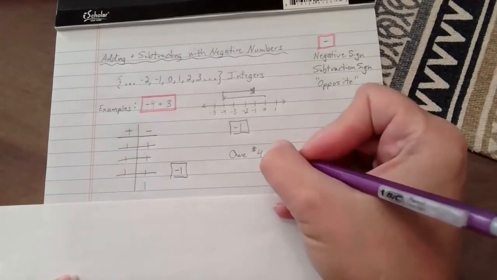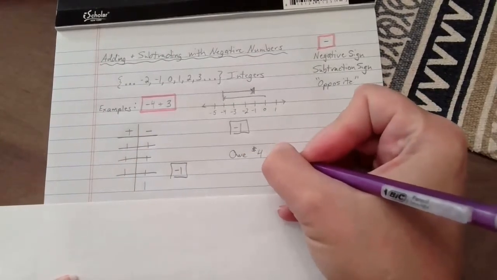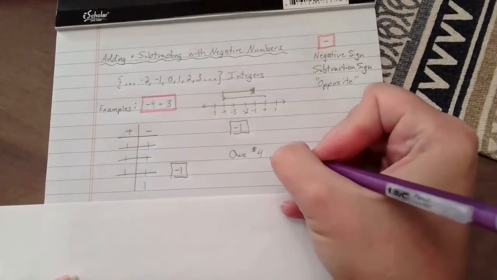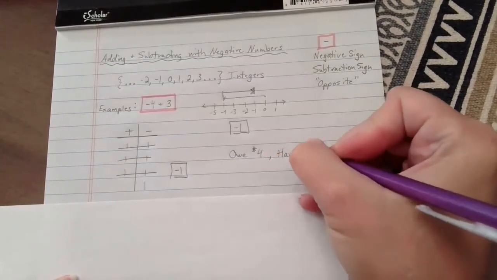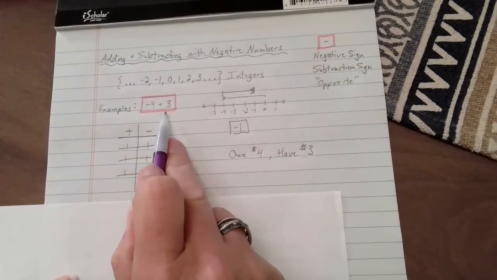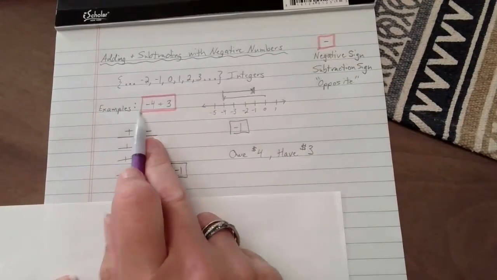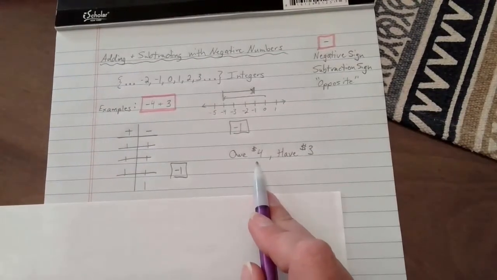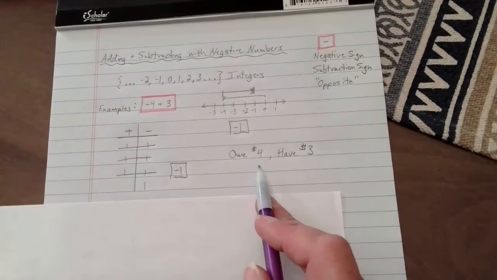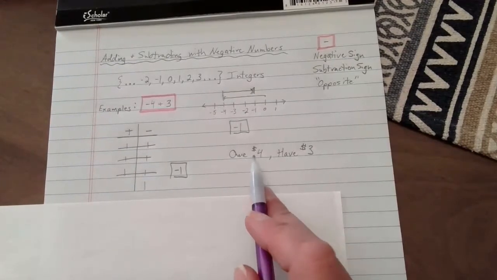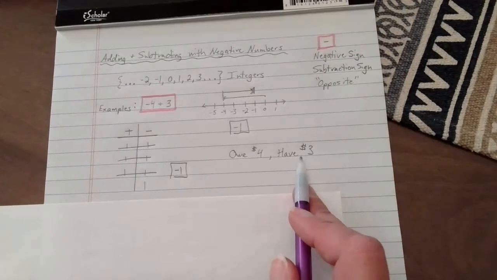But this says that I have, let's do it this way, I have $3. Positive is money I have. Negative is money I owe. Well, let's think about it. If you're talking to your friend, you borrowed maybe some money for lunch, and you owe them $4, but you have $3.